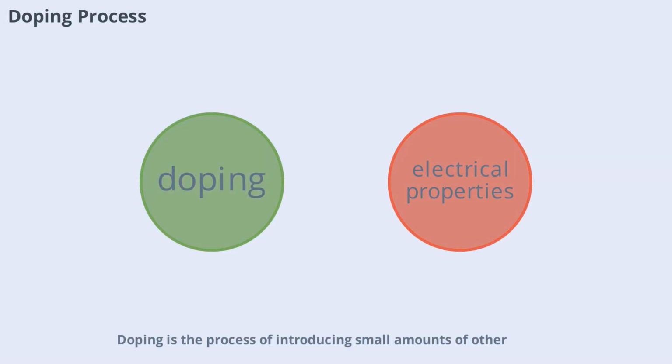Doping is the process of introducing small amounts of other elements into the silicon wafer to change its electrical properties. This is done by exposing the wafer to gases or ions that embed themselves into the silicon lattice. Doping creates regions with different electrical characteristics, which are essential for forming transistors and other electronic components.